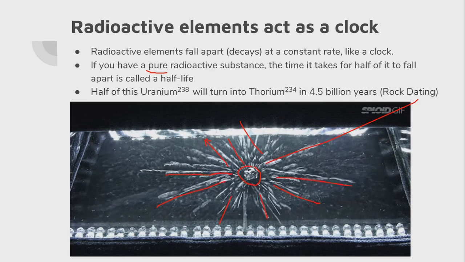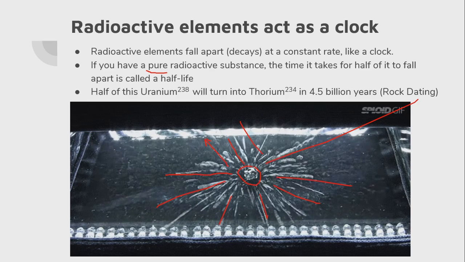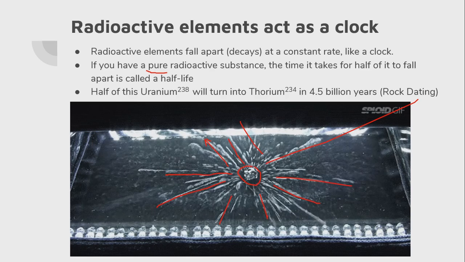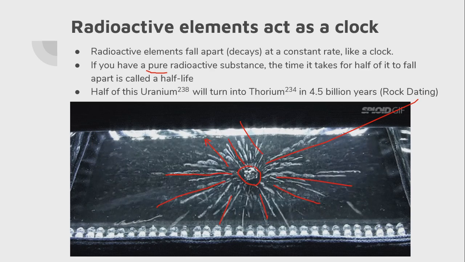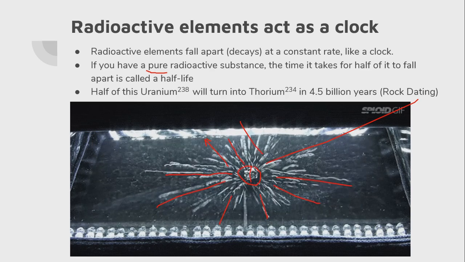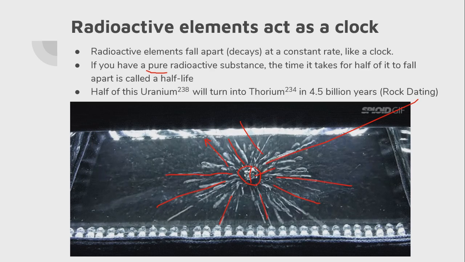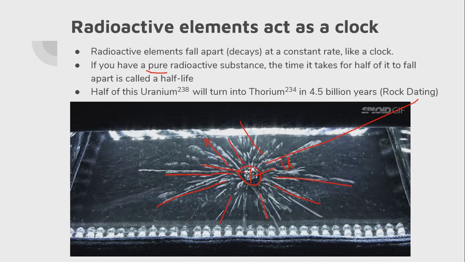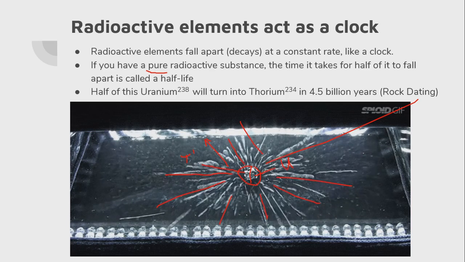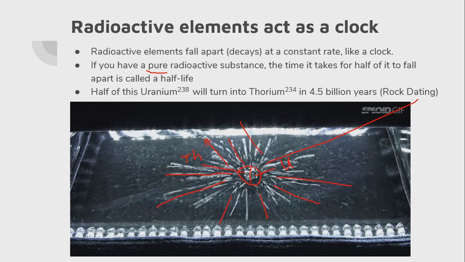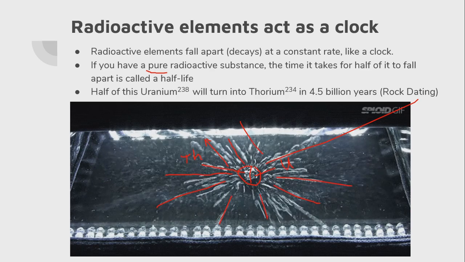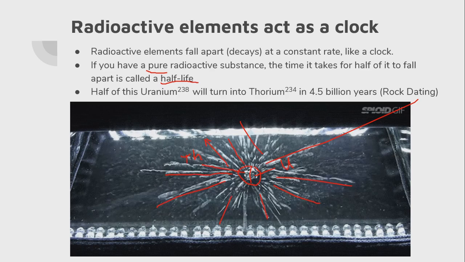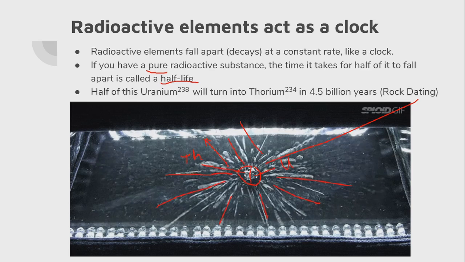And the neat thing is that this is a very constant rate for some atoms. And if you have a pure radioactive substance, we say that the time it takes for half of it to fall apart is called a half-life. And so at some point, if we leave this rock sitting here, so much of this uranium will have fallen apart that we will have half of it be uranium and half of it will be thorium. Okay, and that would make it at its half-life.